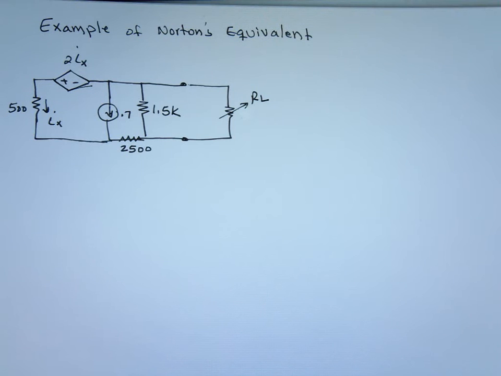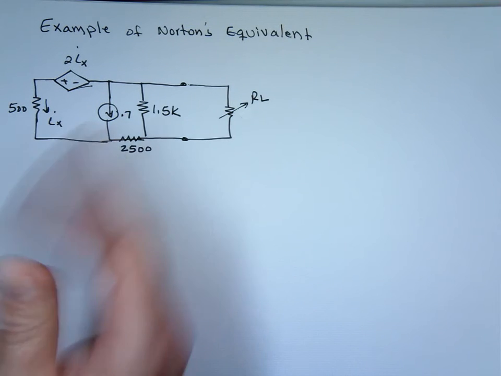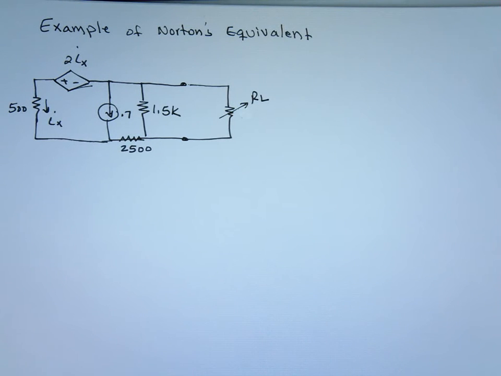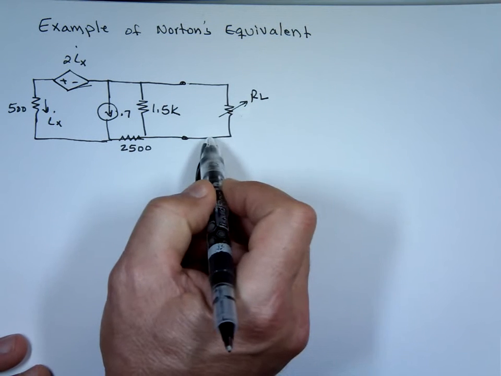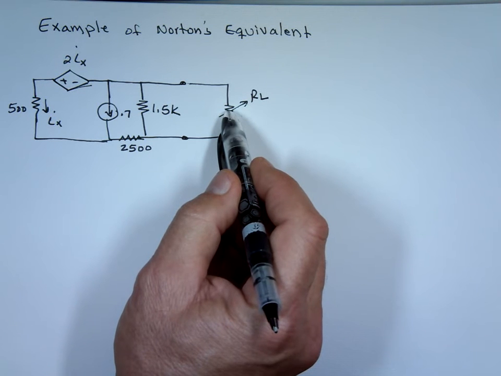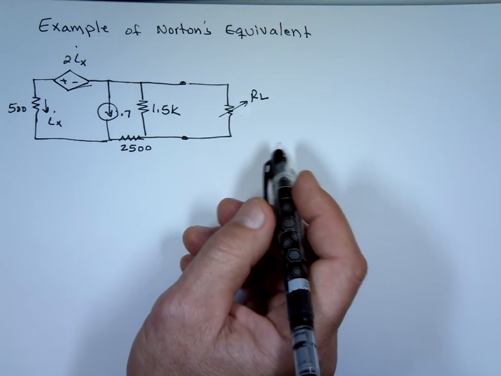So this is actually two questions you asked me, and I'm trying to answer them with one problem. Find the Norton equivalent here, and the other question that Nick asked, can you do one on maximum power? So I just added that resistor at the end. And the question, what value of R sub L will I need here to maximize my power?